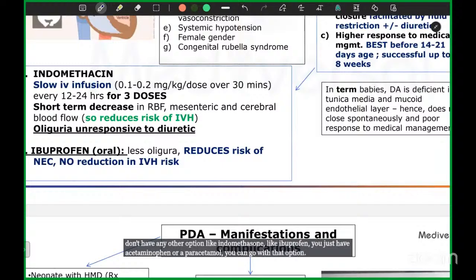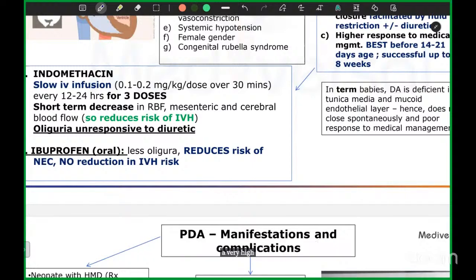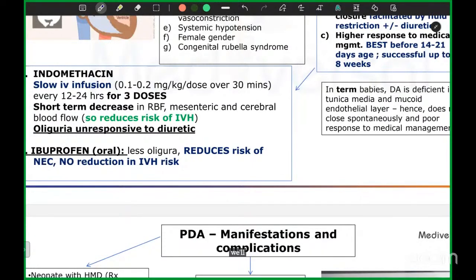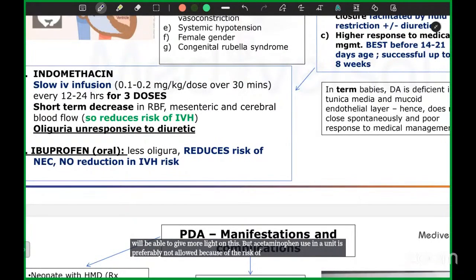But trust me, it has not yet been approved, because paracetamol in neonates has been shown to have a very high association with autism spectrum disorder. My colleagues who are researching psychiatry or neuropsychiatry will be able to shed more light on this. But acetaminophen use in a neonate is preferably not allowed, because of the risk of those kids becoming autistic later in life.